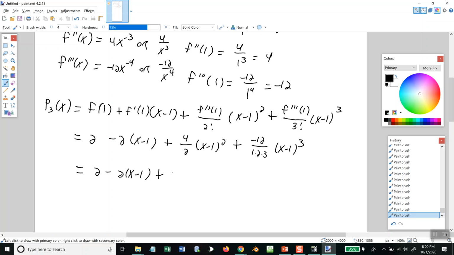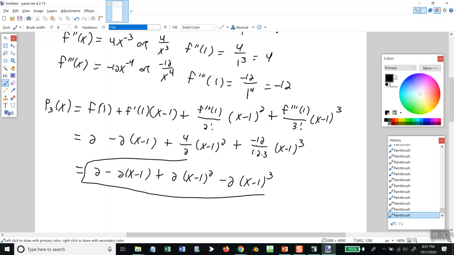That's 4 divided by 2 is 2, x minus 1 squared. 2 times 3 is 6, negative 12 divided by 6 is negative 2, x minus 1 to the third. Now there's no need, because, well, if you plug in a value, it's easier in this form, I think, if you're doing it by hand.